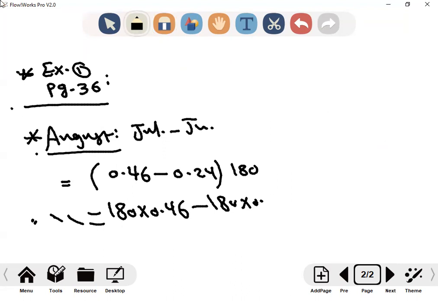Zero point 0.24. Good. This is equal. Calculator. How much is the first part? 82.8 minus the second part. Order of operations. We multiply then subtract, right? 180 multiply 0.43. Subtract.